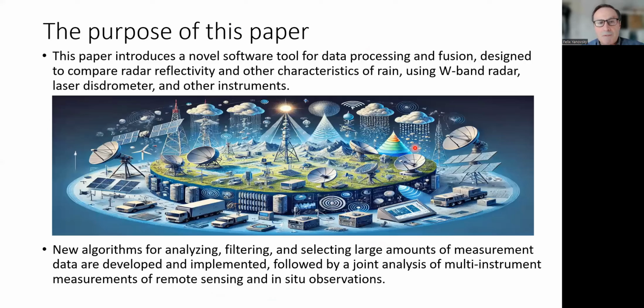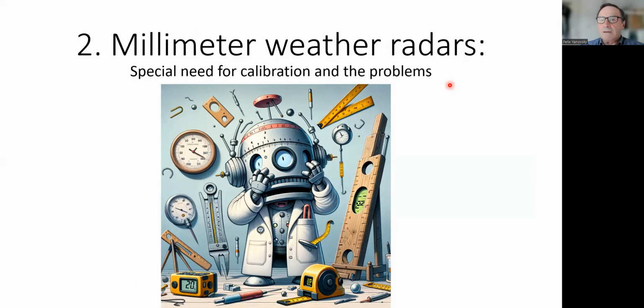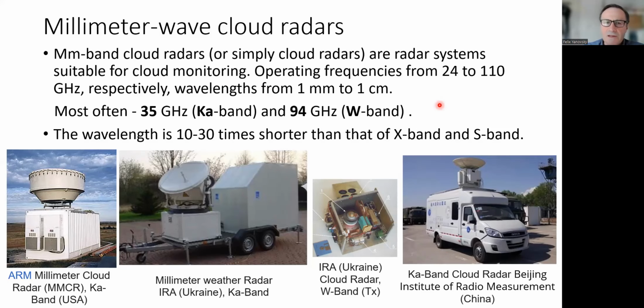The purpose of this paper is to introduce a novel software tool for data processing and data fusion designed to compare radar reflectivity and other characteristics of rain using W-band radar, laser disdrometer, and other instruments. And this is done for millimeter wave radars. In this case, the wavelength is up to 30 times shorter than in the case of X-band and S-band radar.